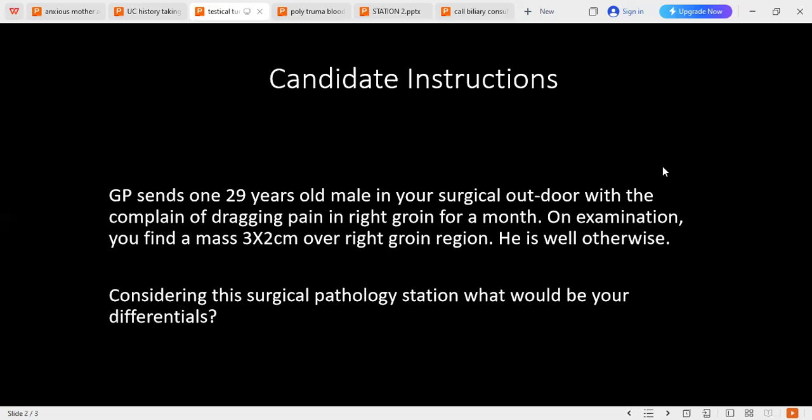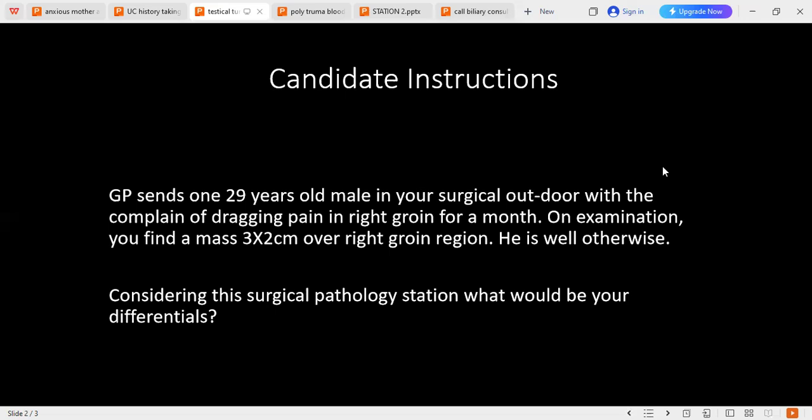What tumor markers can be done? Beta HCG, alpha fetoprotein, and LDH, for testicular tumor.